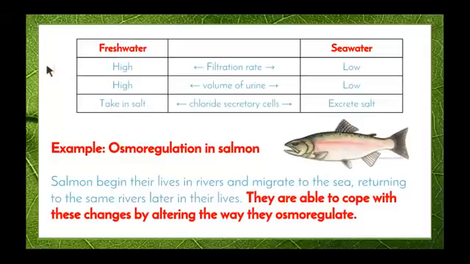So salmon are really interesting in that they're able to cope with the changes in their environment by changing the way that they carry out osmoregulation. So the kidneys in the salmon are really quite specialized, that they're able to change these different things depending on whereabouts they're located.